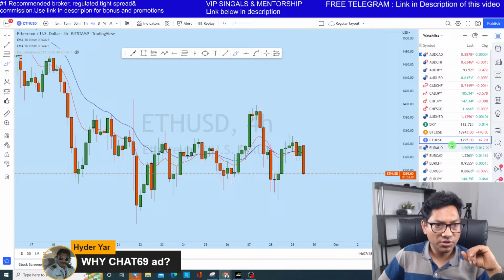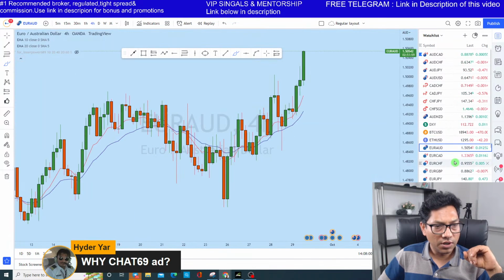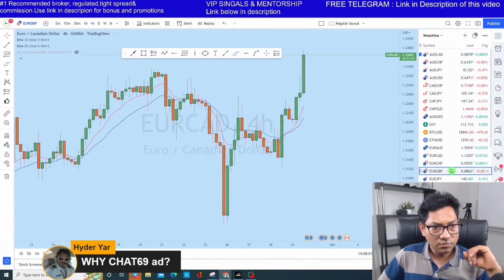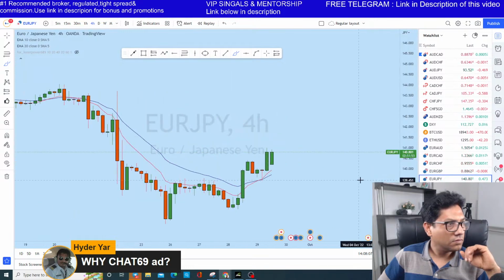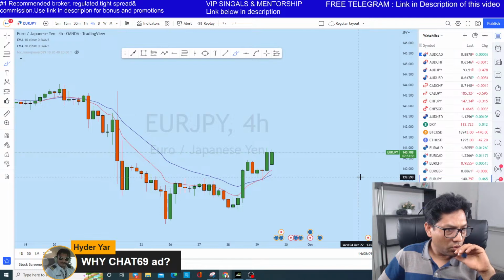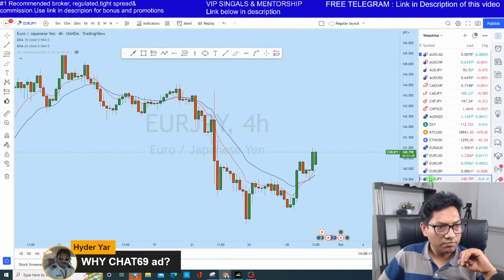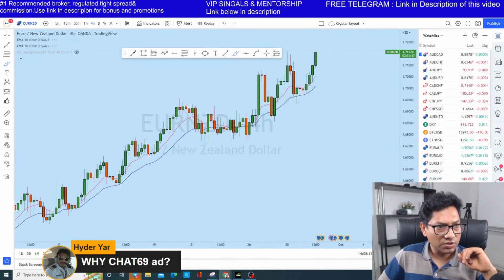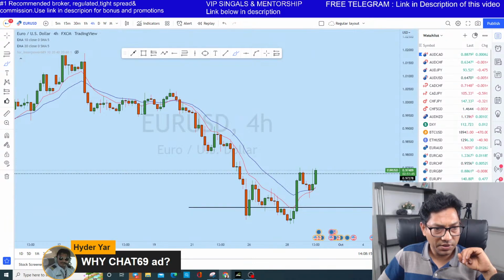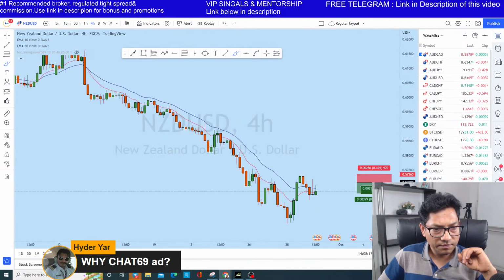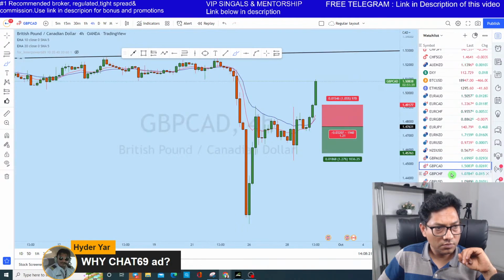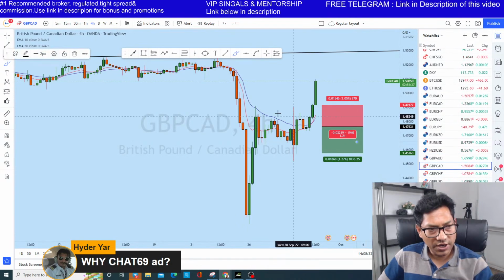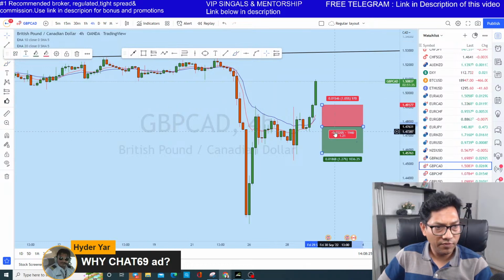Ethereum bearish. EURJPY creating price action. So Euro looking a bit strongly bullish. So GBP CAD, we closed this trade with profit before.